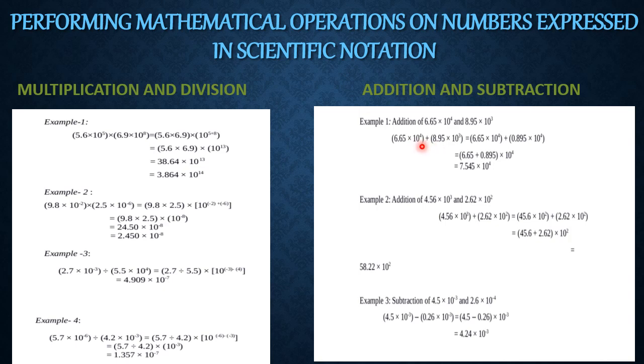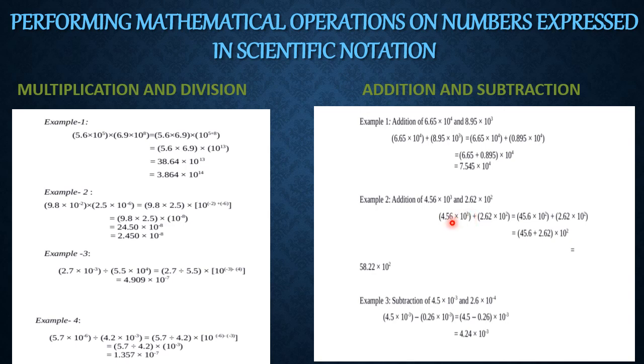So I have made it 10 to the power 4 here. You can make it 10 to the power 3 also. Both are allowed. This one I have kept as it is, no change. But this one, 8.95 into 10 to the power 3, I made 10 to the power 4. For that I have to change the decimal. So I have taken this as 0.895 into 10 to the power 4, so that you can take 10 to the power 4 common. Then these two can be added easily by the normal method. The answer is 7.545 into 10 to the power 4. Kindly go through this example in your free time.